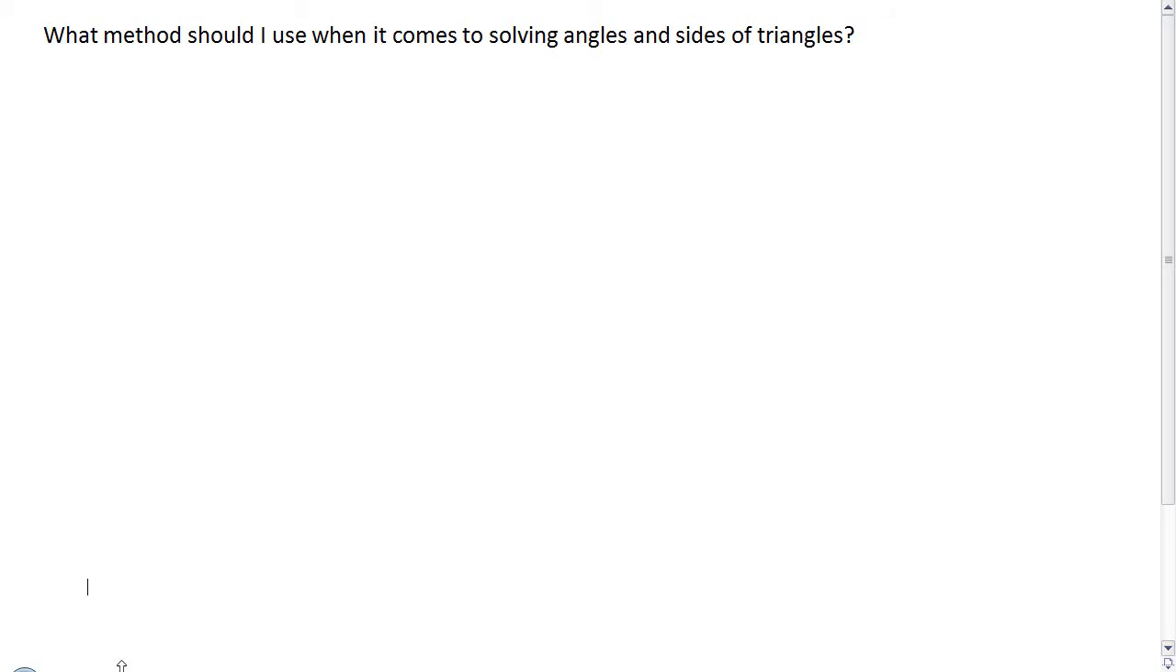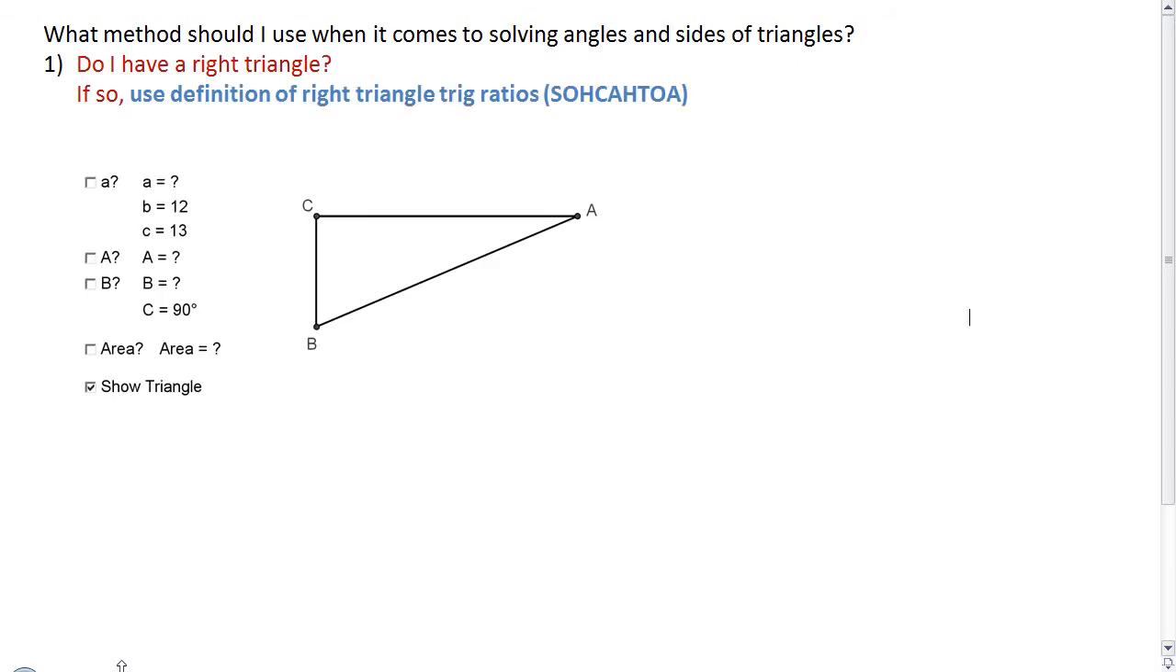This is the first of 3 videos that answer the question, what method should I use when it comes to solving angles and sides of triangles? The first thing you need to look at is what kind of triangle do you have? If you have a right triangle, then may I suggest, in fact I insist, you use SOHCAHTOA. You need to use the definition of right triangle trig ratios.